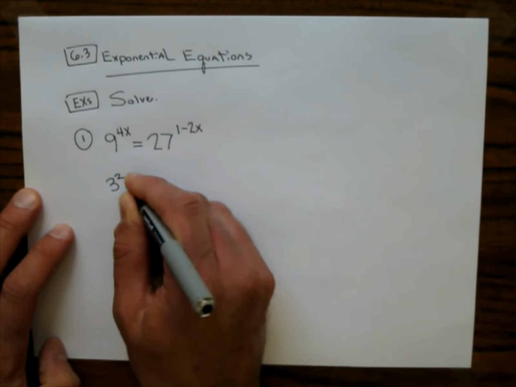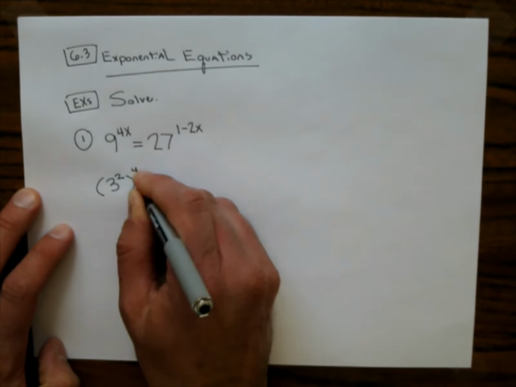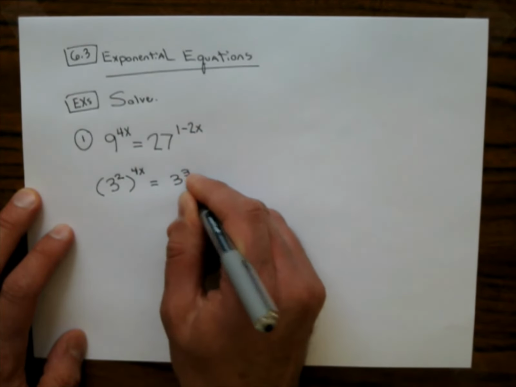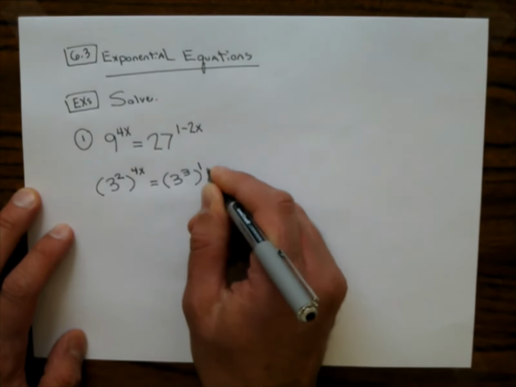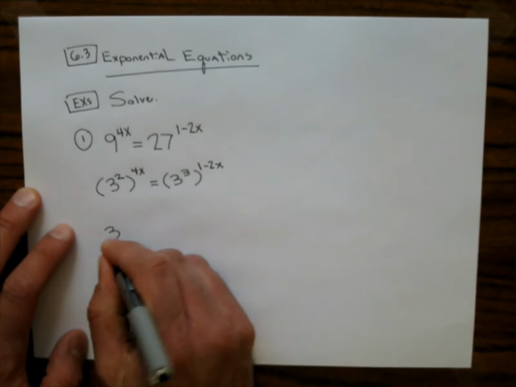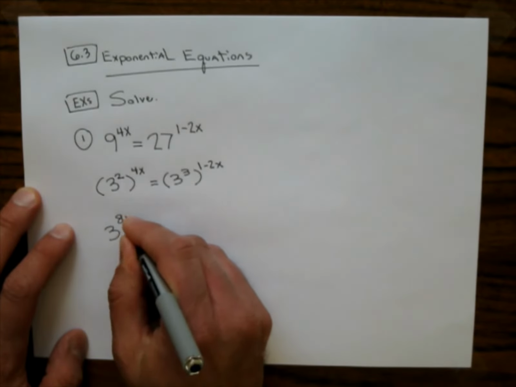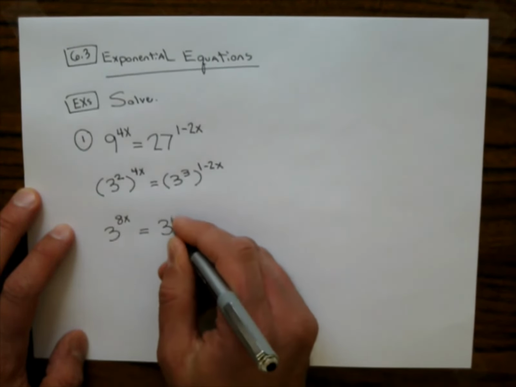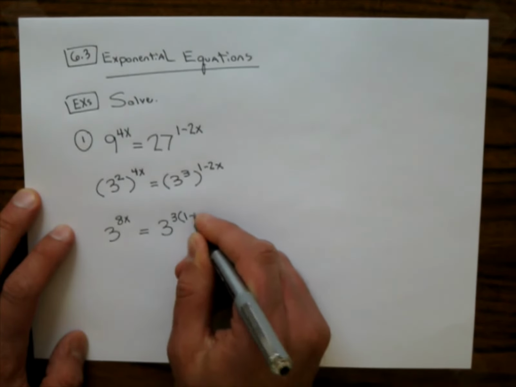3 squared, that's 9. And 27 is 3 to the third, or 3 cubed. Okay, I have a power to a power, so I'm going to multiply. 3 to the 8x equals, I'm going to multiply that one too. So this is going to be 3 times 1 minus 2x.